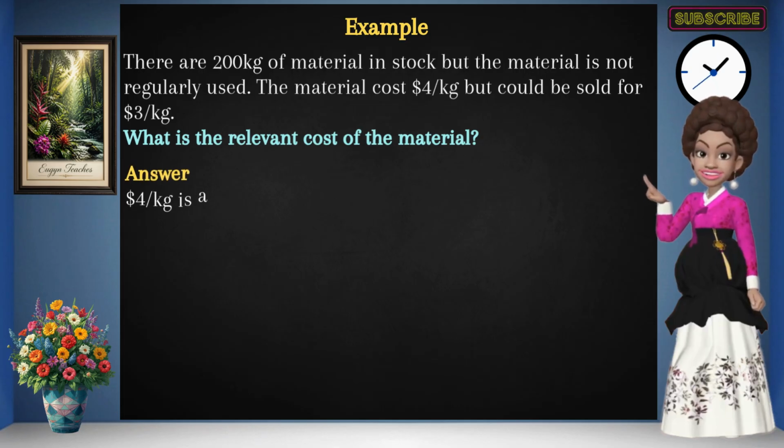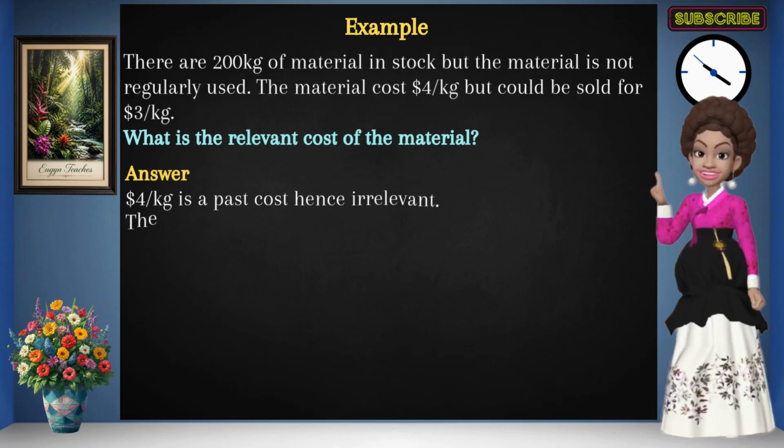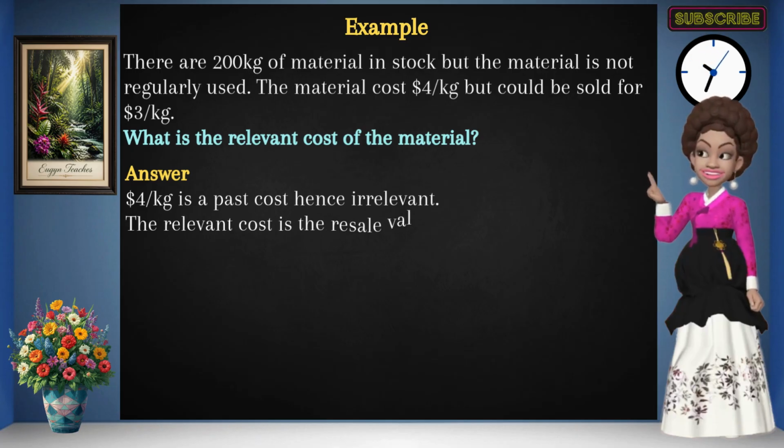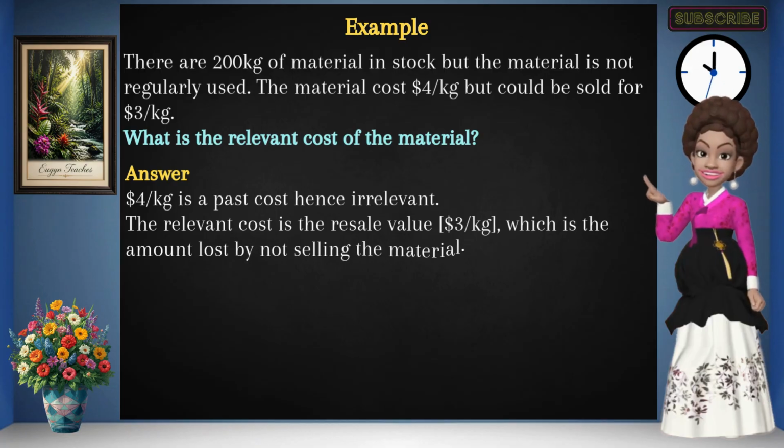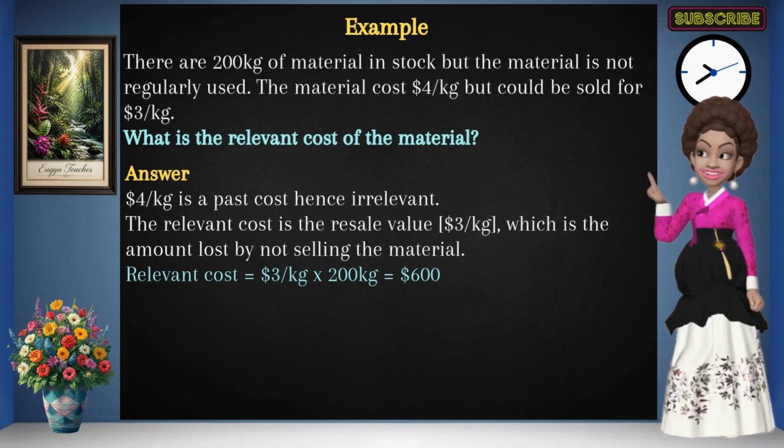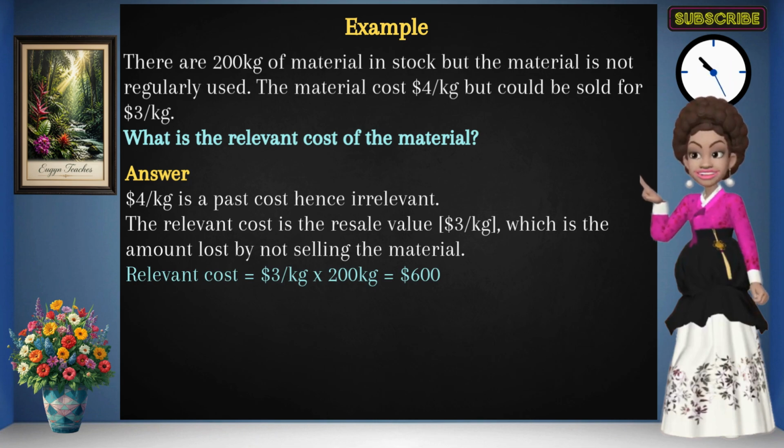Answer: $4 per kilogram is a past cost, hence irrelevant. The relevant cost is the resale value, $3 per kilogram, which is the amount lost by not selling the material. The relevant cost for the 200 kilograms is $600.